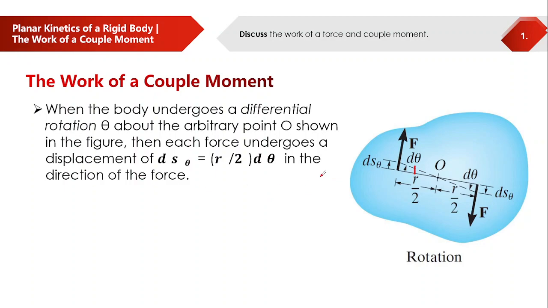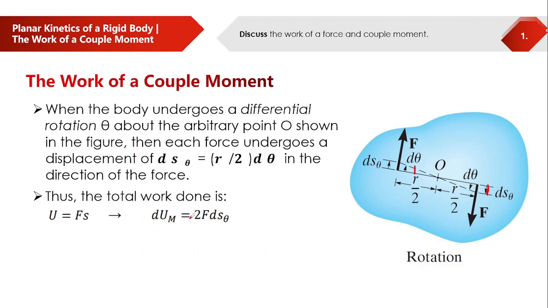And this is in the direction of the force. So to get this displacement ds, you multiply r over 2 times d theta. So the total work U equals F times s. The differential work of the couple moment, dU sub M, equals 2F ds sub theta, because there are two forces. So dU sub M equals 2F times r over 2 d theta.